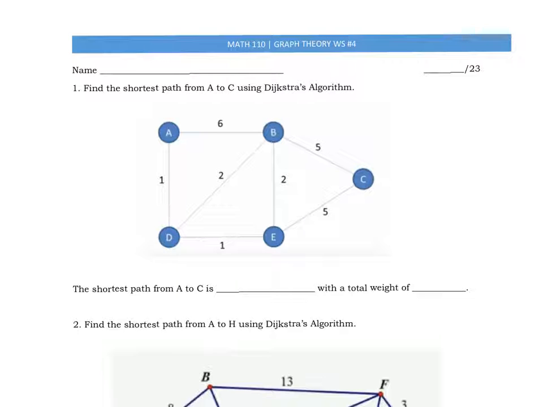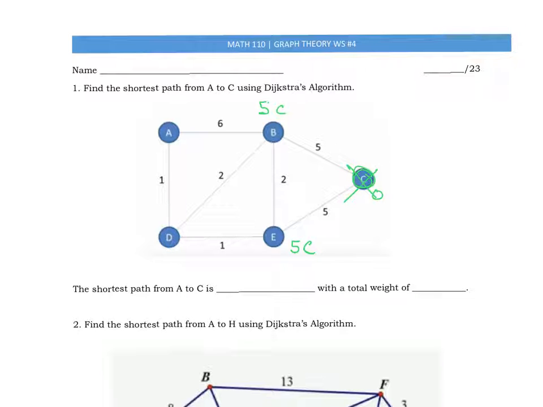Okay, graph theory worksheet number 4. Find the shortest path from A to C using Dijkstra's algorithm. So according to the algorithm, the ending vertex gets the 0, and then we're going to mark that as current, and then you find the distance to the next joining vertex. So that's 5, we came from C. That's 5 over here, we came from C. We mark C as visited.